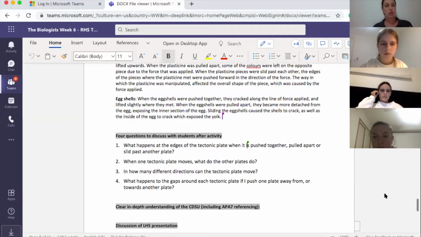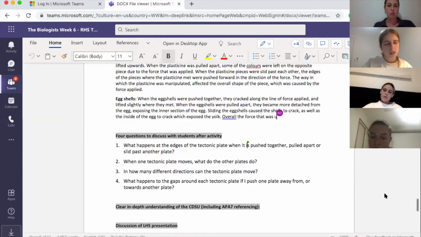Is that done, or do you want to add anything? Like a general sentence at the end, or: Overall, the force used changed the shape, changed the appearance of the egg.